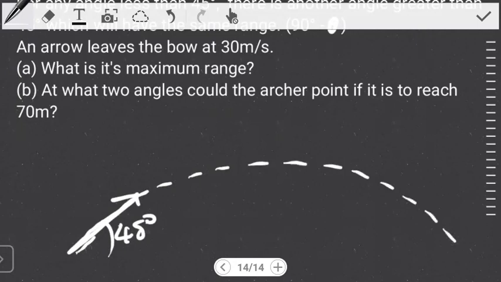But if you reduce the angle, the projectile will not go very far. Instead, it will land a little bit nearer. The more you reduce the angle, the closer the projectile gets.